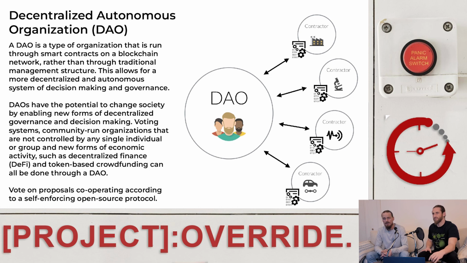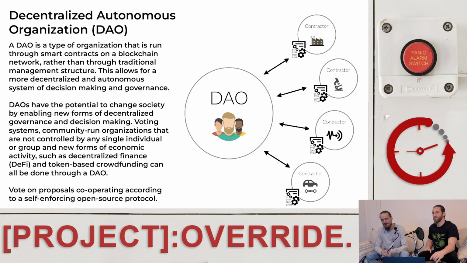DAOs have the potential to change society by enabling new forms of decentralized governance and decision-making, voting systems, and community-run organizations that are not controlled by any single individual or group. New forms of economic activity, such as decentralized finance and token-based crowdfunding, can all be done through a DAO. You can also vote on proposals and cooperate accordingly.